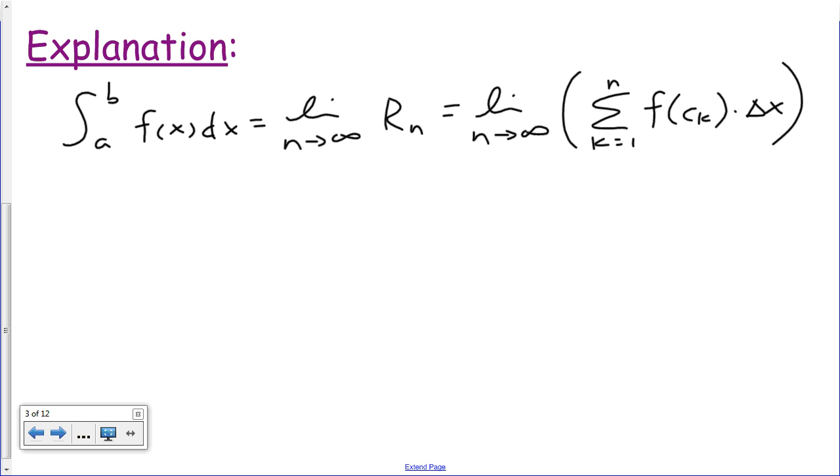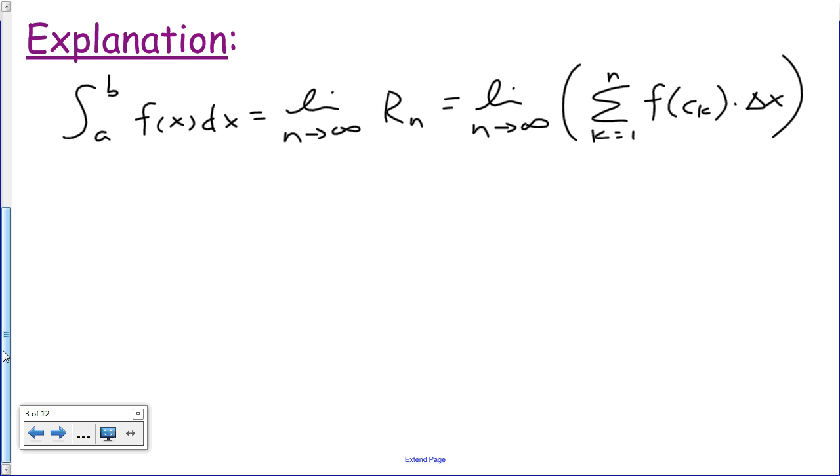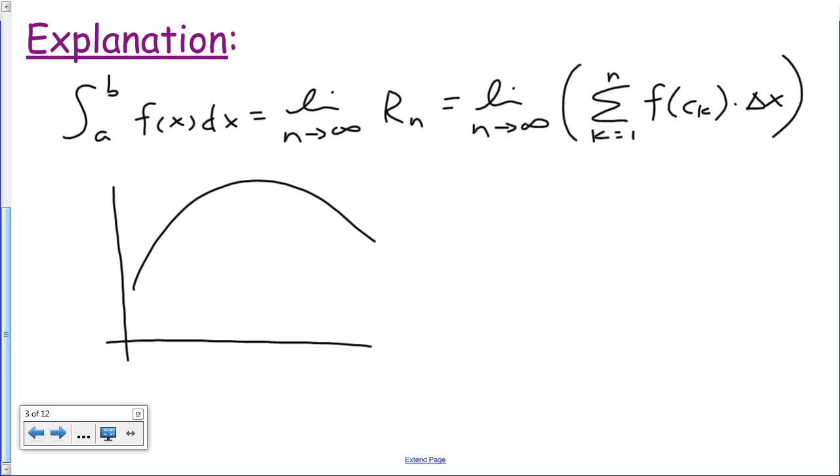You take your function value at a sample point and then multiply by delta x, and you add all those guys up. So let's illustrate this here with a couple of graphs, why we end up with a positive or a negative definite integral. Let's start out with the positive part. Let's just draw some function here. It really doesn't matter what our graph looks like as long as it's positive on the interval from a to b. So let's say this is a and b.